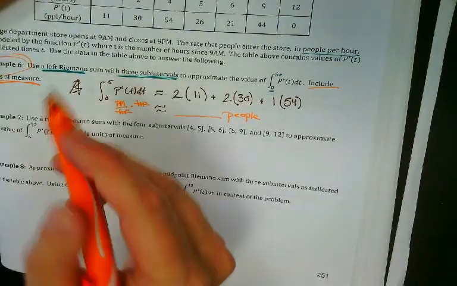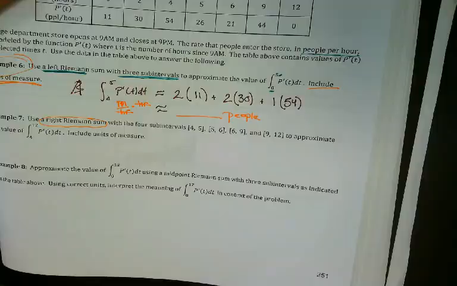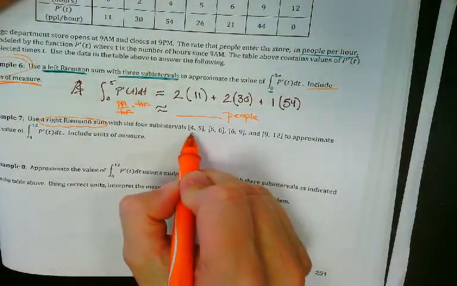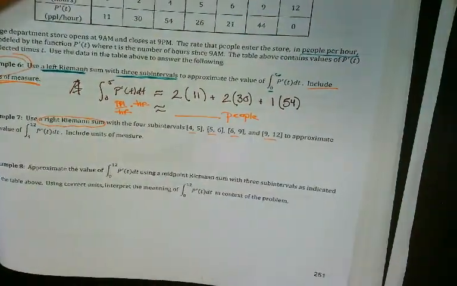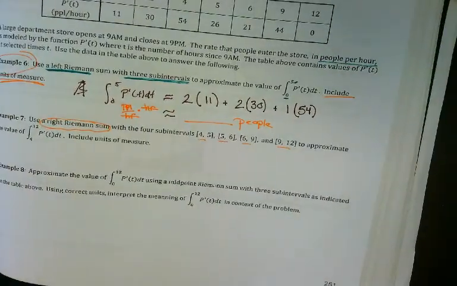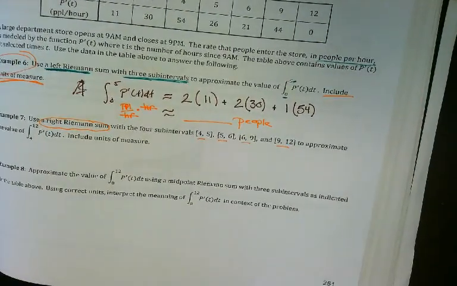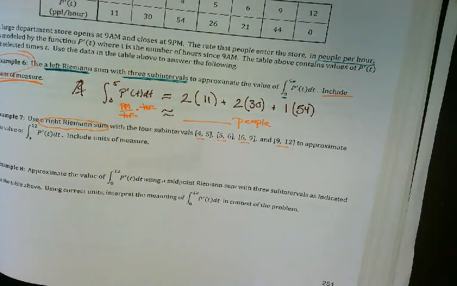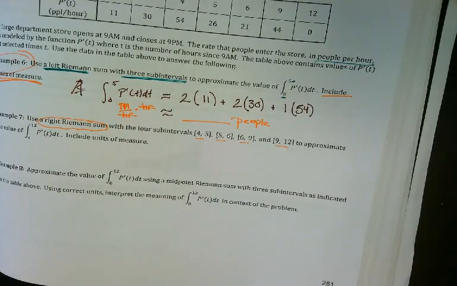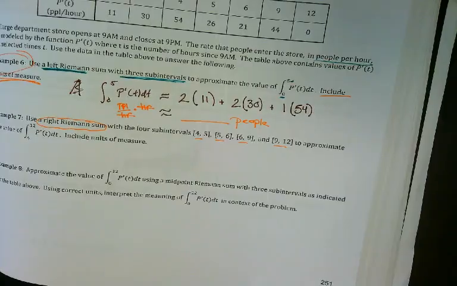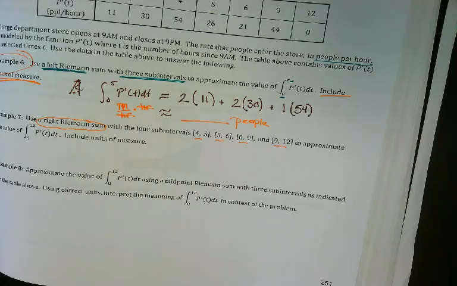Number 7, use a right Riemann sum. So set up your right Riemann sum. They're telling you the subintervals to use to approximate this value. Let's just worry about the setup. Use a right Riemann sum. And get the setup. You don't need to do this b minus a over n for this, so you have the table in front of you. So when you don't have it, you need that.